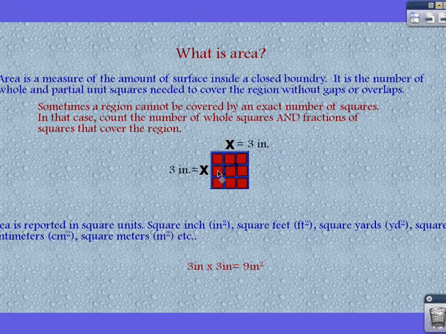So in this case, we have 1, 2, 3, 4, 5, 6, 7, 8, 9. So it is 9 square inches. Area is reported in square units, so like square inches or square feet, square yards, square centimeters, square meters, so forth. So 3 times 3 is going to be 9, and we're measuring in inches, squares, because we have 9 squares.